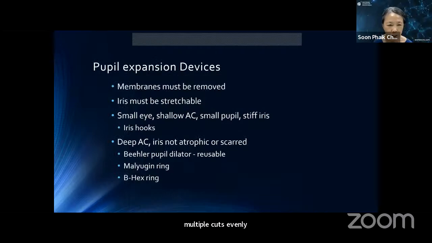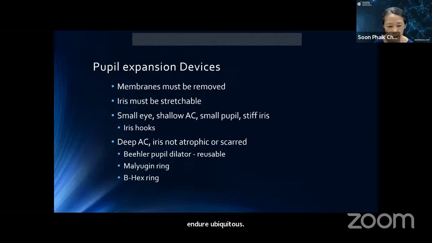So pupil expansion devices are sometimes needed. As mentioned earlier, membranes must first be removed. And you must see that the iris is something that you can stretch, because sometimes if it's chronically scarred from chronic anterior uveitis, you may induce tears like what I showed earlier.